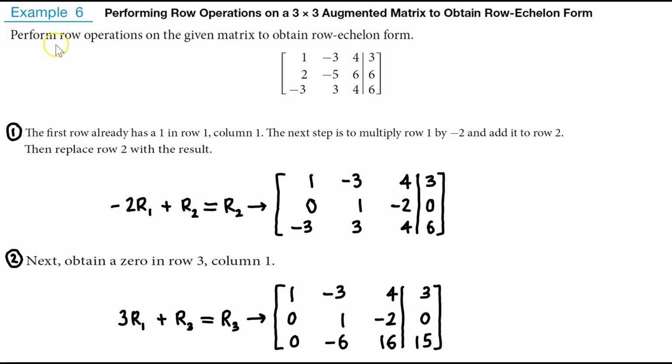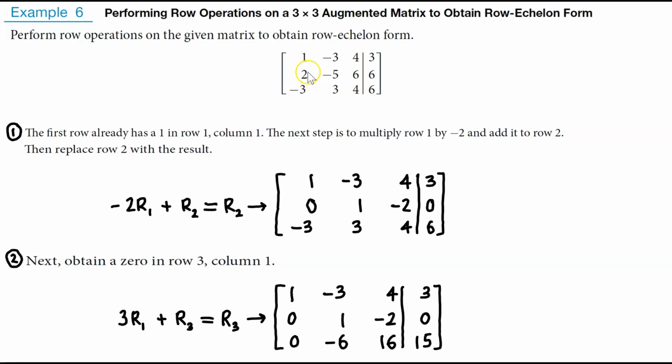In example 6, we're going to perform row operations on a 3x3 augmented matrix to obtain row echelon form. Remember, row echelon form means we want ones in the diagonals and zeros below it. Now, since we see that the first row already has a 1 in the upper left-hand corner, the next step is to make the 2 a 0.